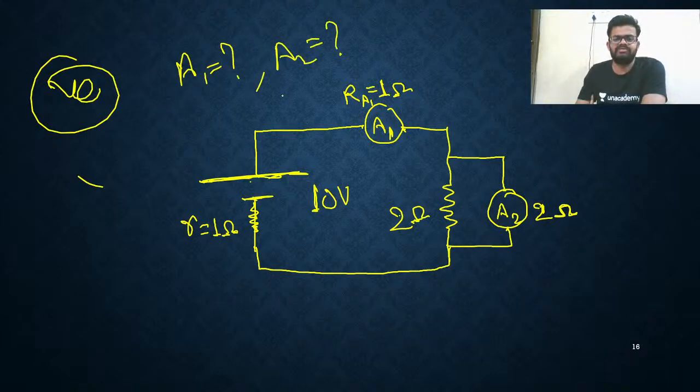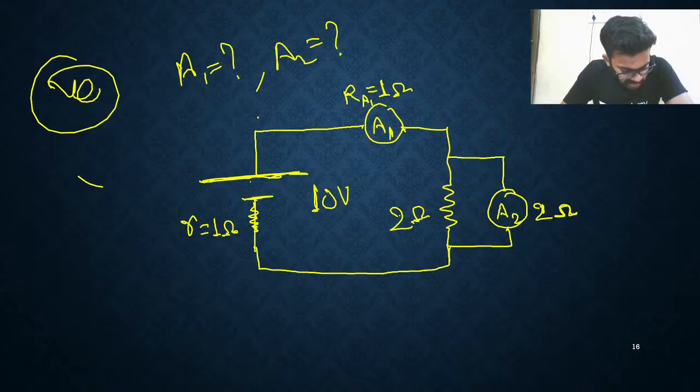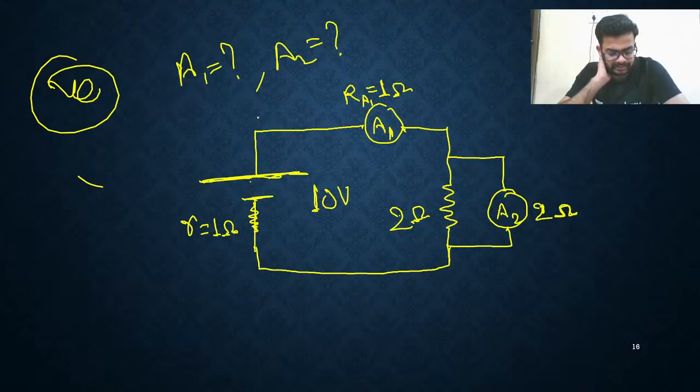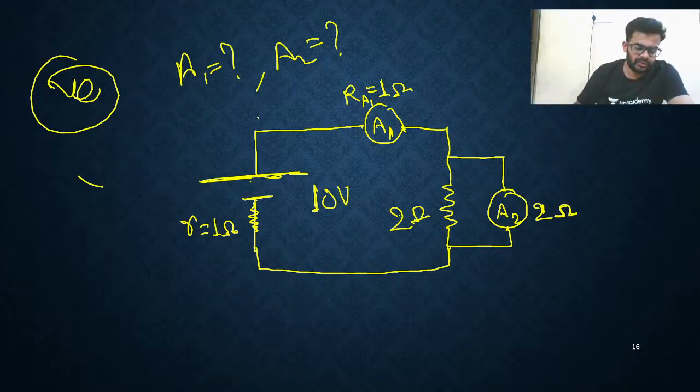Come on, find it fast. Give me the reading of A1 and A2. Quite a simple question. You can do it with just KVL, KCL, nothing else. You just need to find the value of current passing through A1 and A2. That will give you the answer. Find the current passing through A1 and A2, meaning the reading of A1 and A2.